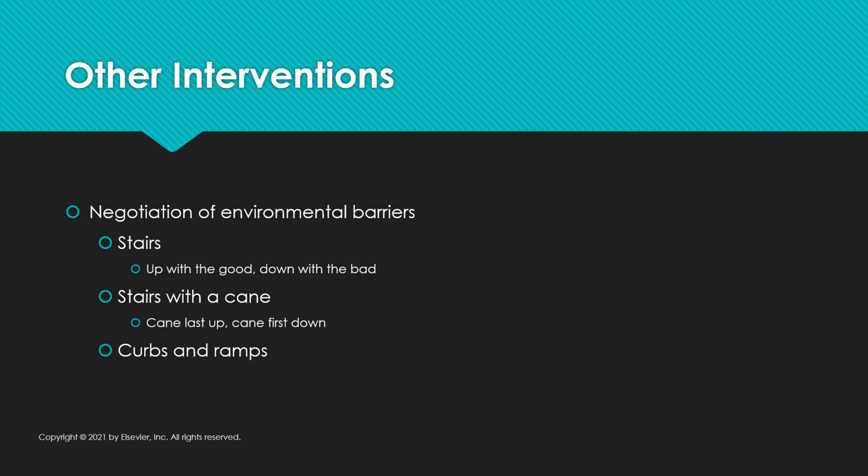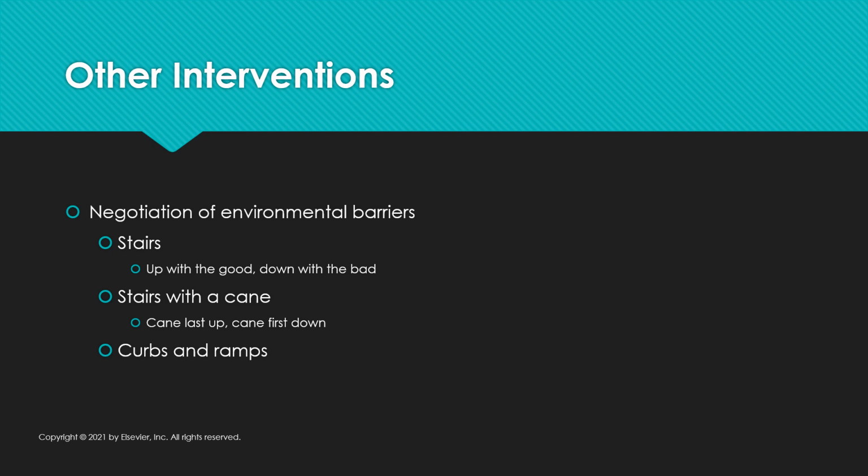When negotiating stairs with a cane or quad cane or a hemi walker, we want to teach them to go up and then bring the cane with them when going up the steps. So cane last up and cane first down. So move the assistive device first when going down, but move the assistive device second when going up. And this is because of placement, stability, and handrail usage.